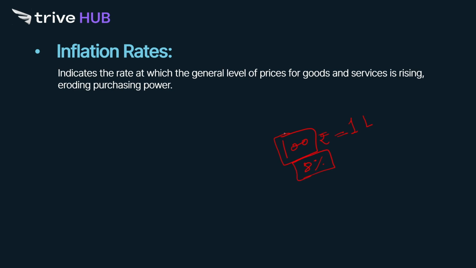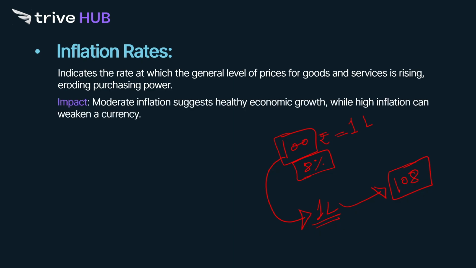Then what will happen next year? With the same 100 rupees, you won't be able to buy 1 liter of petrol because the inflation is 8%. So next year, for 1 liter of petrol, you need to pay 108 rupees. So here what happened? The value of this 100 rupees has been reduced because of inflation, and that is not good for the economy. We do not want our currency to lose its purchasing power or its valuation.